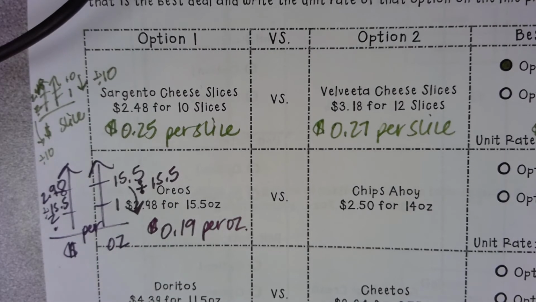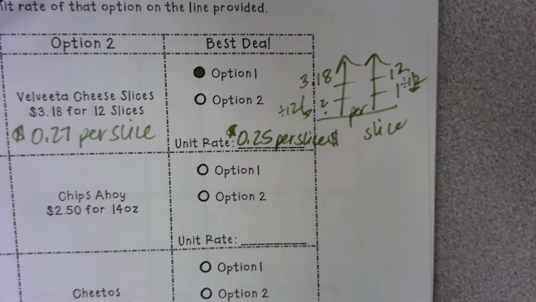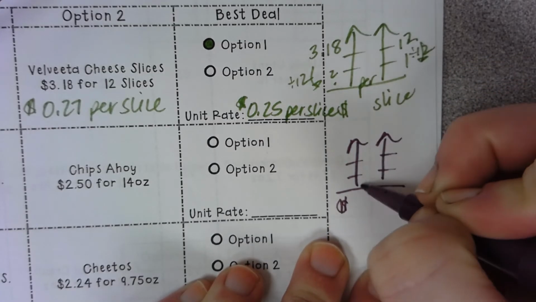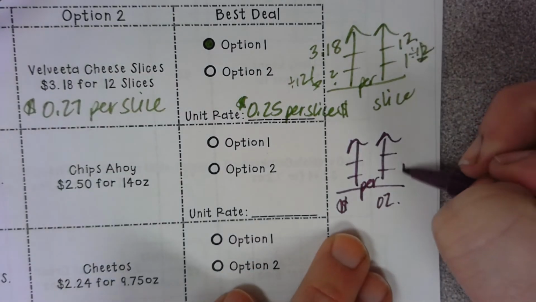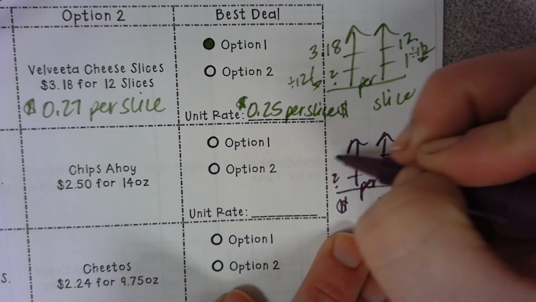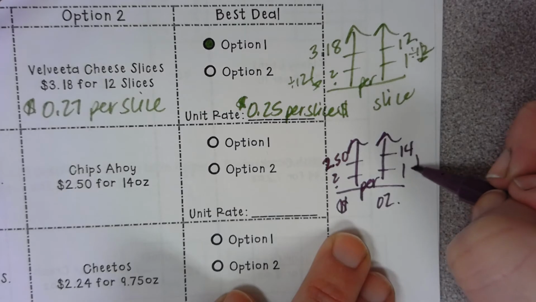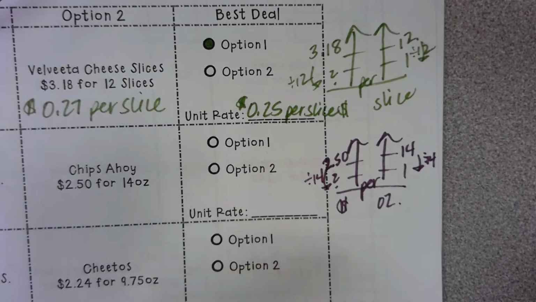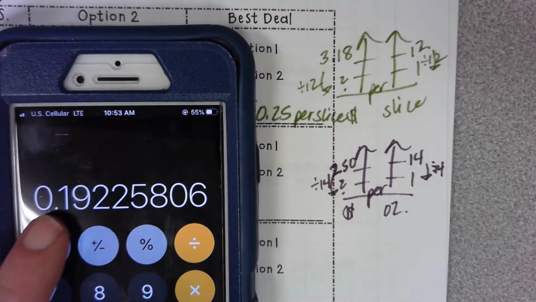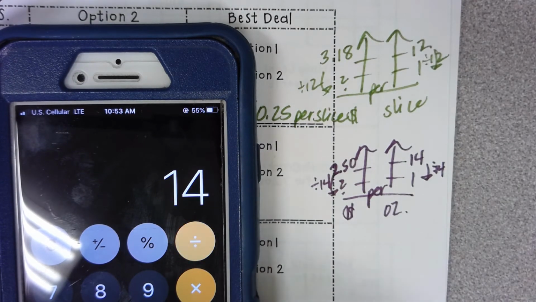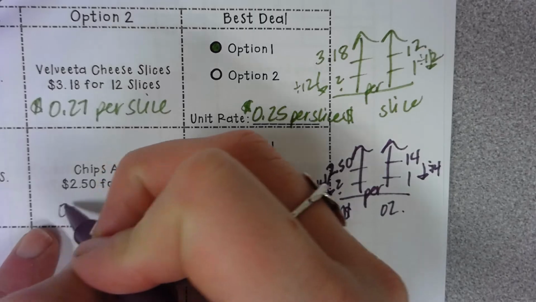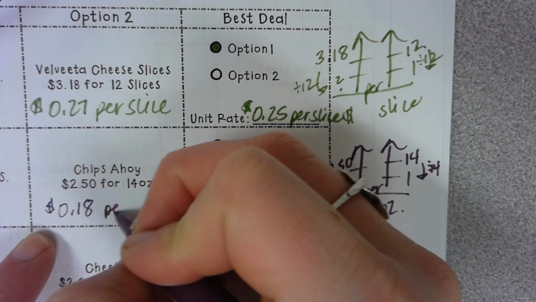Okay, let's look at Chips Ahoy. Do the same thing. I'll do the double number line over here. Dollars per ounce. We have 1 question mark, 14 ounces, and $2.50. Okay, divide by 14. Divide by 14. We will do 2.5 divided by 14. We get 0.178. So rounding it to 2, this is greater than 5, so this becomes the next number up, which is 8. So this is 18 cents per ounce.